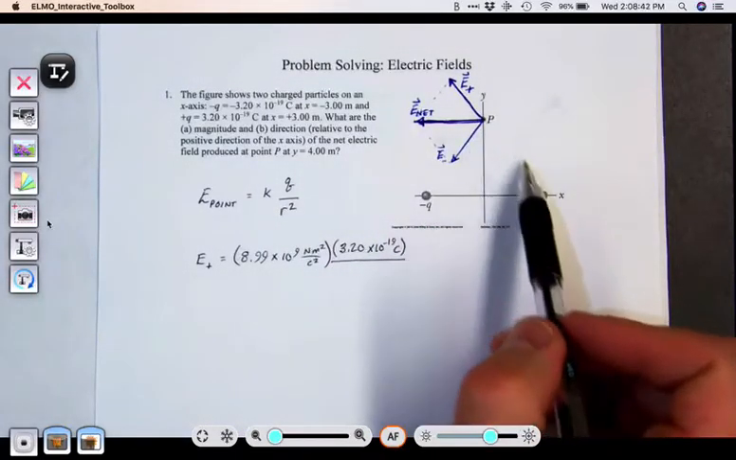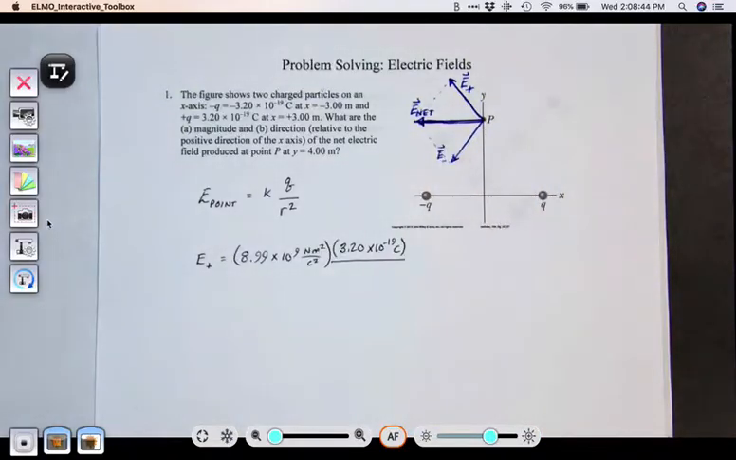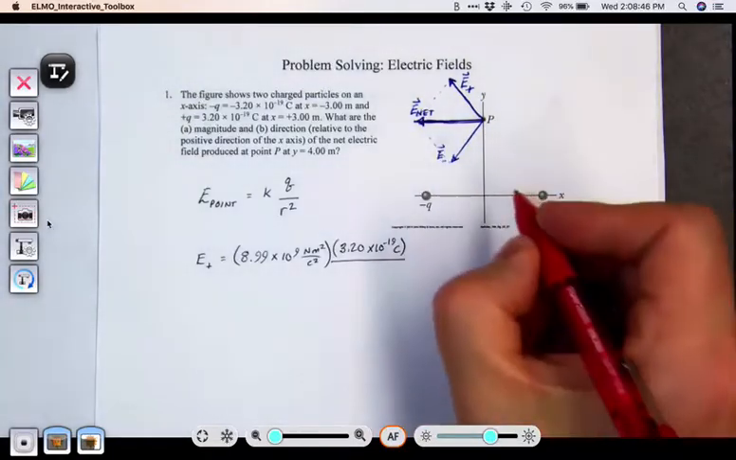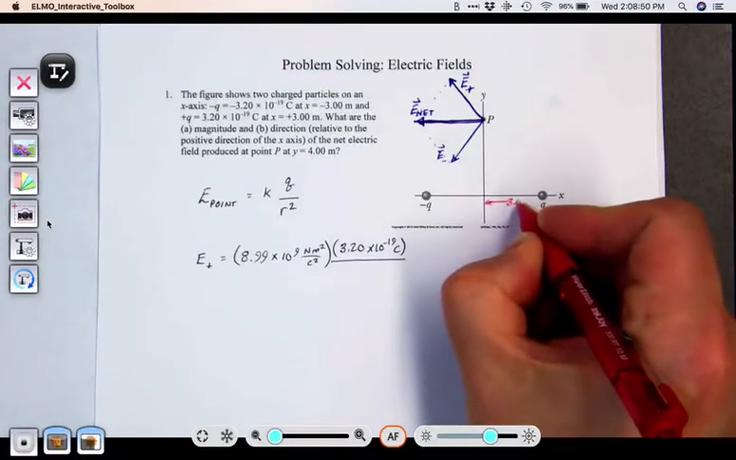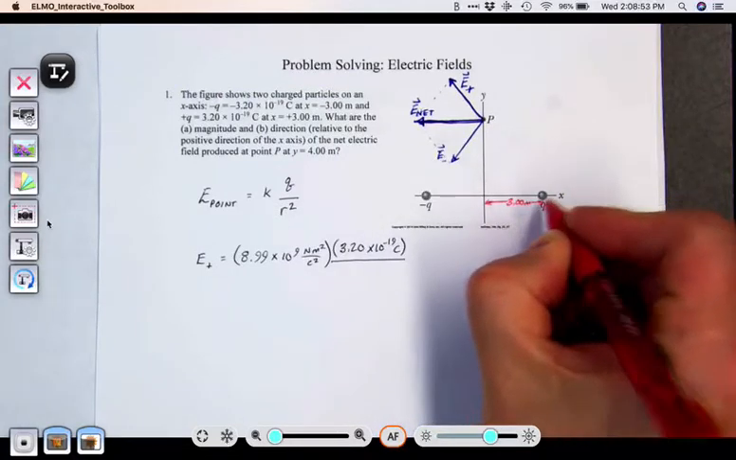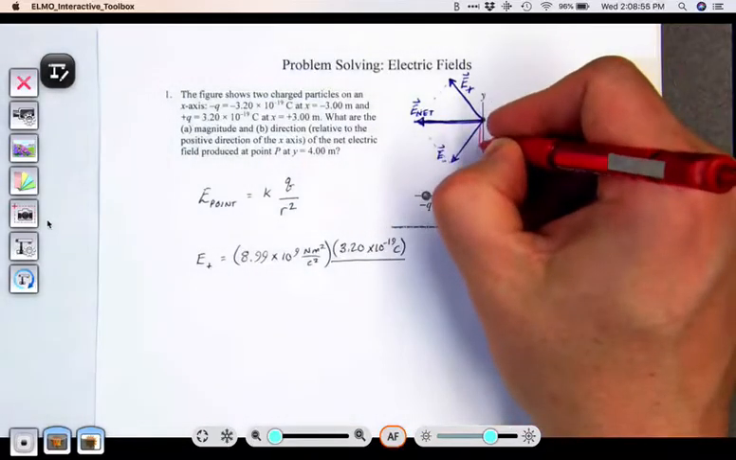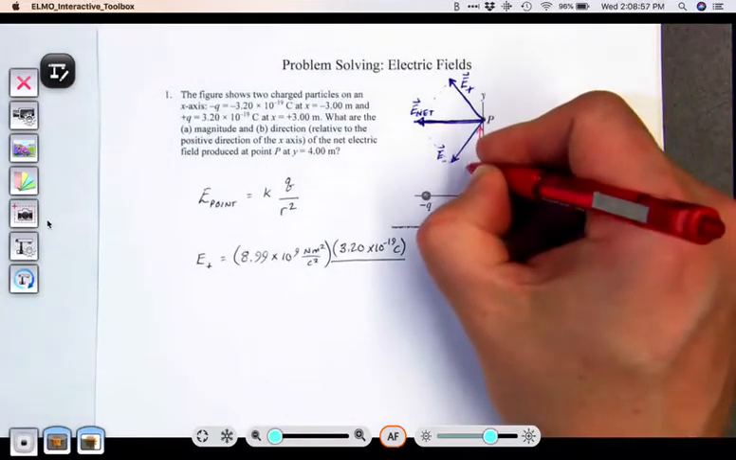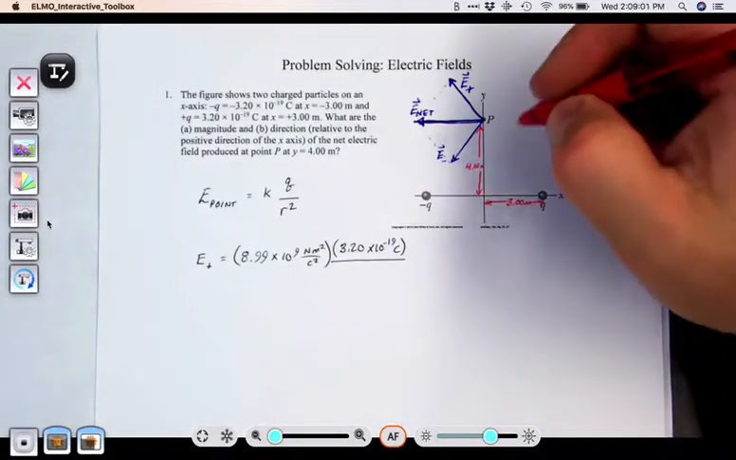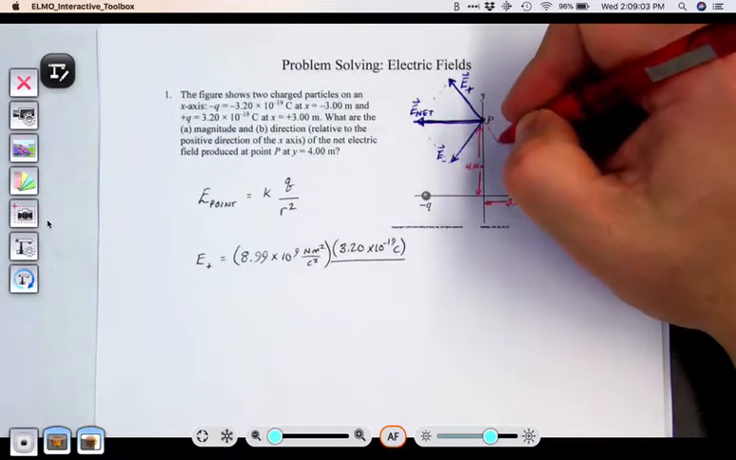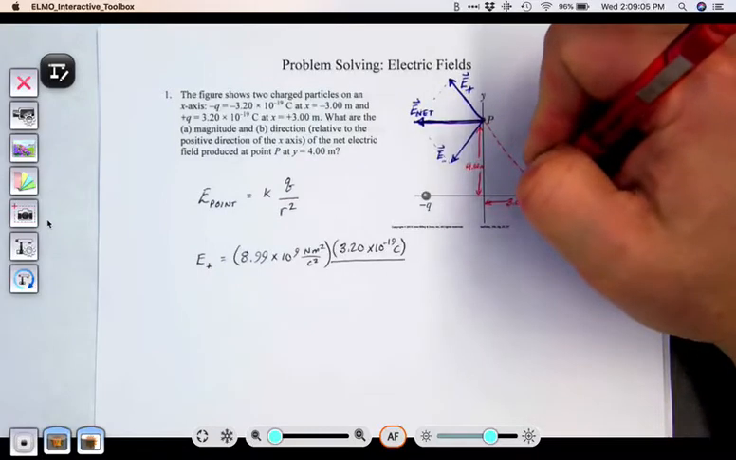And we need the distance away, so we need to do a little bit of distance work on our diagram here. We're told that this distance right here is 3 meters. We're also told that this distance right here is 4 meters. But we need to know what this distance is right here.